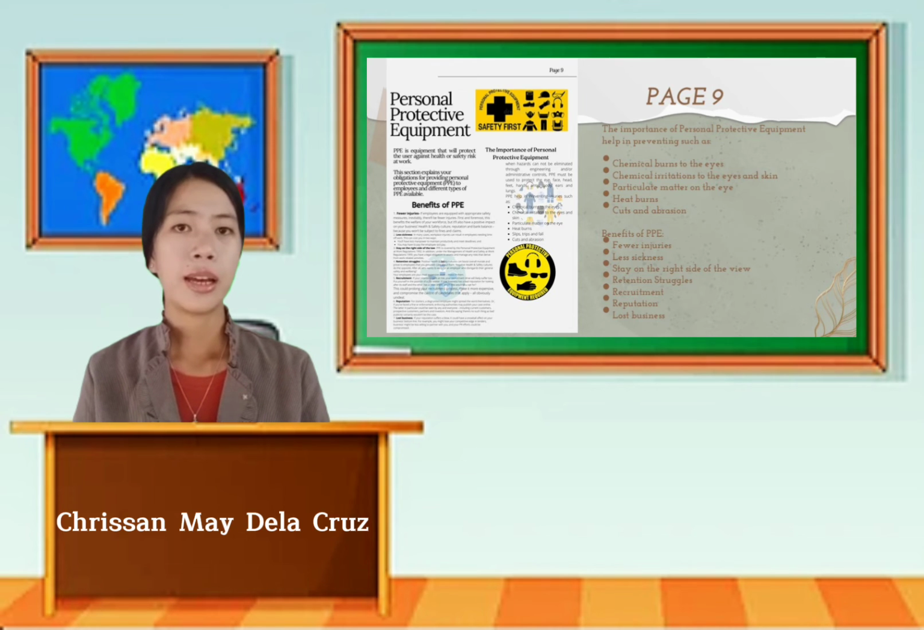And number seven, lost business. If your reputation suffers a blow, it could have a snowball effect on your business bottom line. For example, you might lose your competitive edge in tenders, businesses might be less willing to partner with you, and your PR efforts could be compromised.